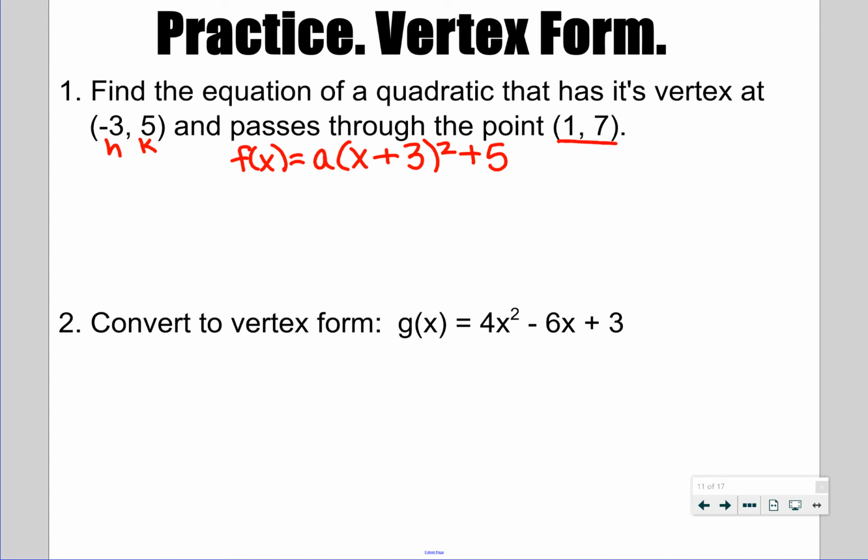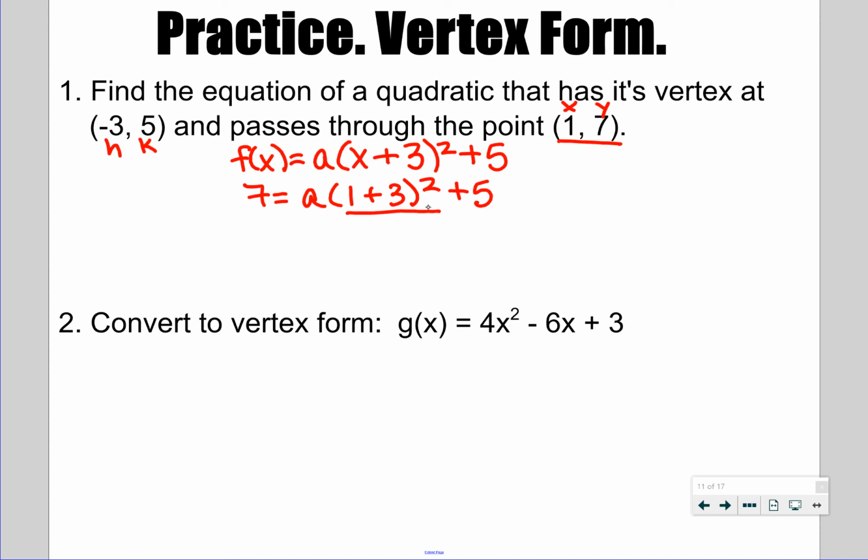Then you have your point. Remember that's an x and a y. Not our vertex, but some point on the graph. We can plug that in. 7 is the y, 1 is the x. Now the only variable left is a, so you can solve for a.